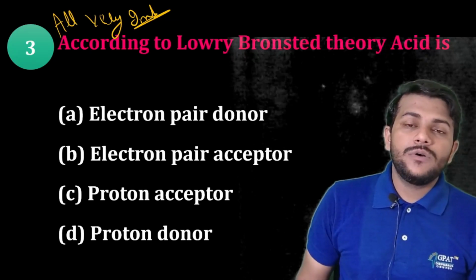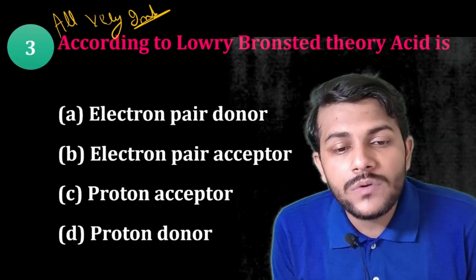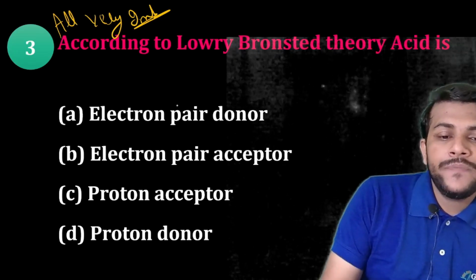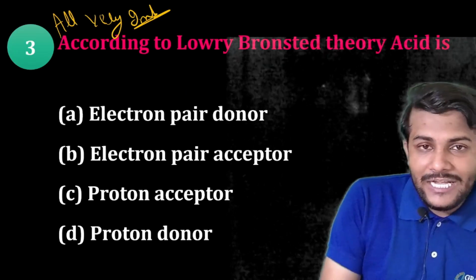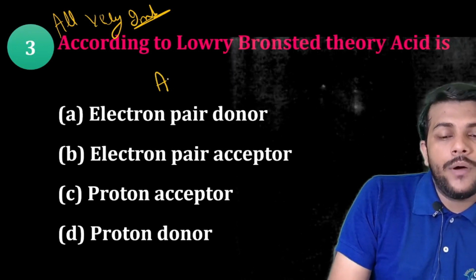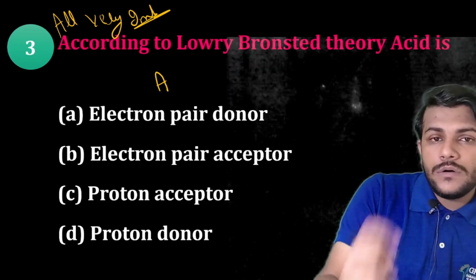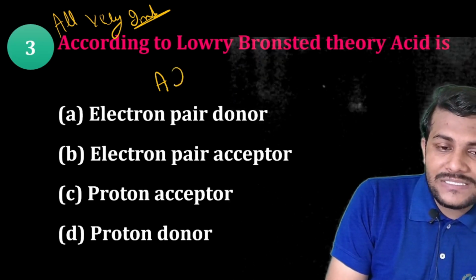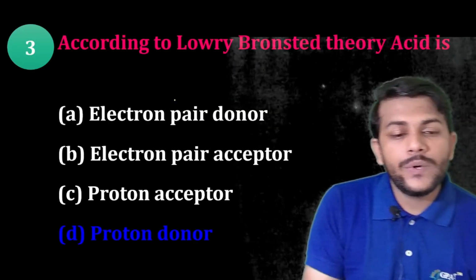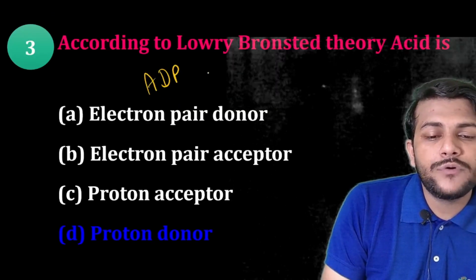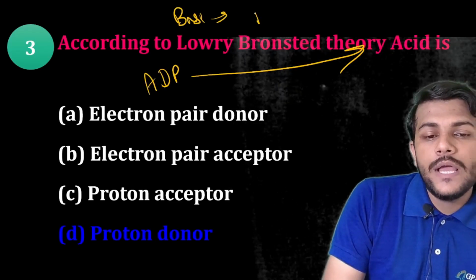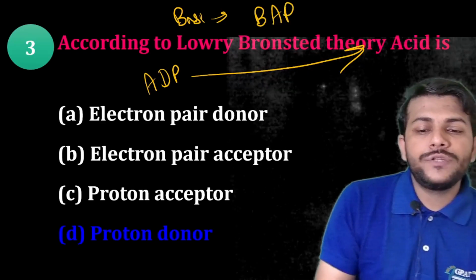Next question for you. According to the Bronsted-Lowry theory, as I told you in the explanation, that is basically relevant to the proton. So according to the Bronsted-Lowry theory, acids are the substances that can donate a proton. ADP, you can use the trick for the acid in the Bronsted concept, and for the base, bases are the acceptors of the proton.